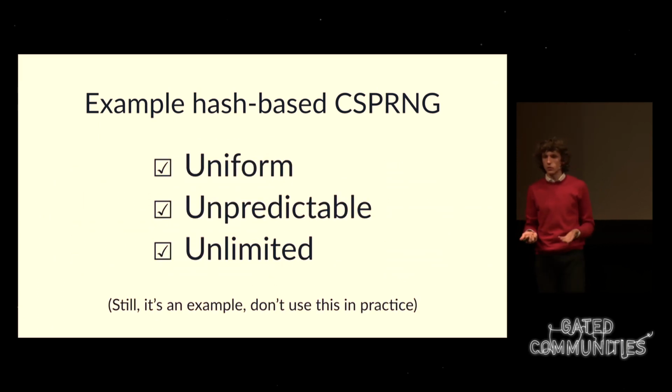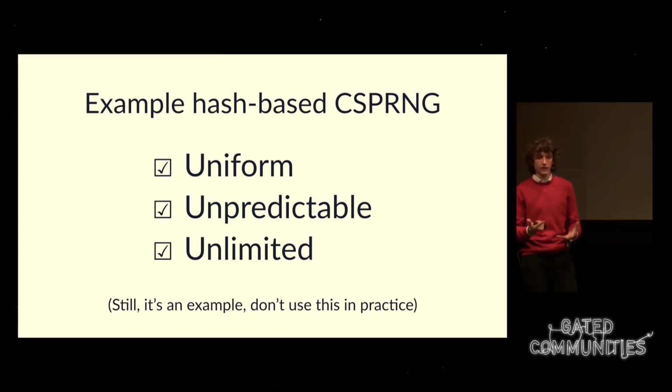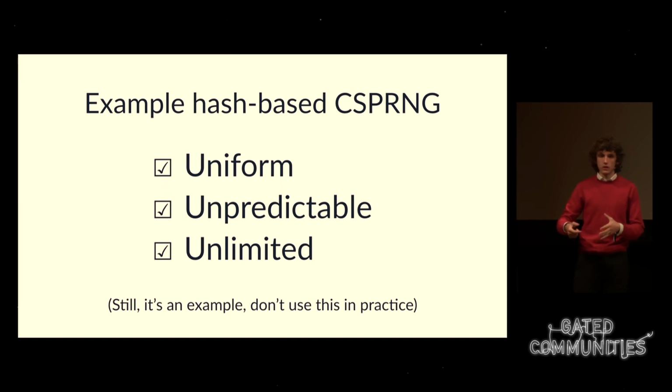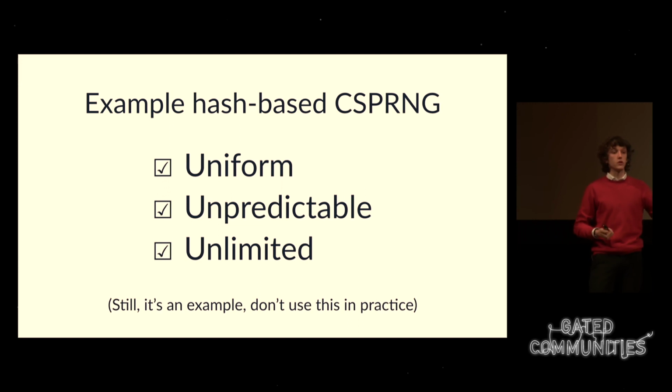So did we get what we want? It's uniform, because we said before, hash functions' outputs are uniform. It's unpredictable, because the only way an attacker has to figure out what the output will be is to imagine or brute force, or observe all the hard disk timings and user inputs, which is impossible for a third party. And it's unlimited, because we can keep incrementing that counter forever.